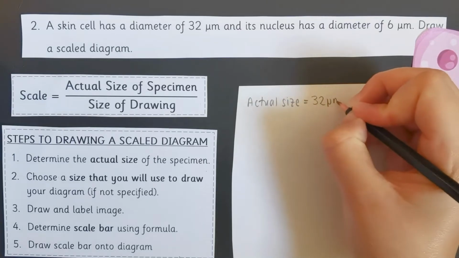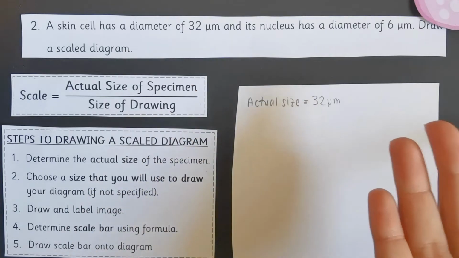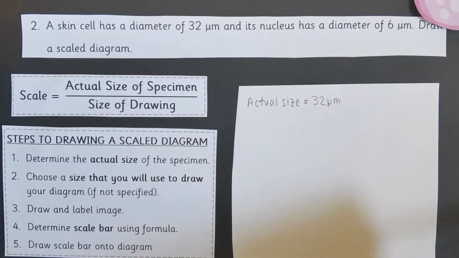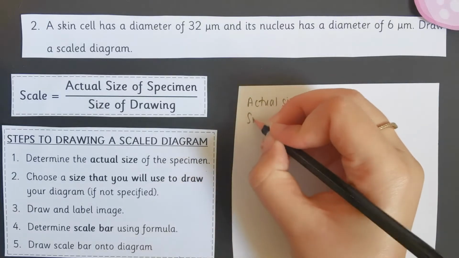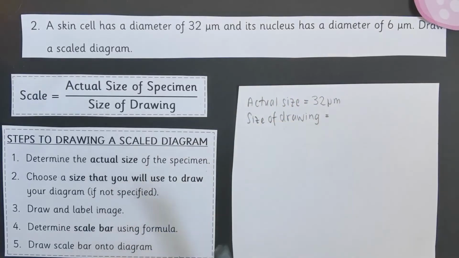Now what we need to do is choose a size that we're going to draw our diagram, if not specified. Now in the question, it's not specified. So we get to choose. And remember, we want to choose a number that divides well. So I'm going to do 8 centimeters.